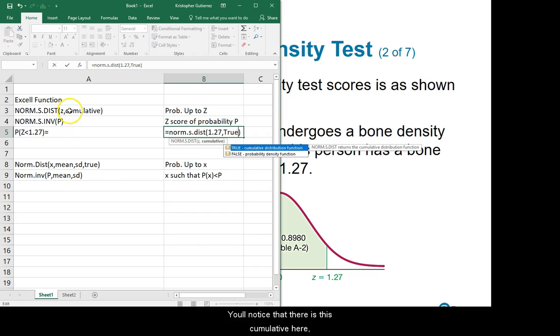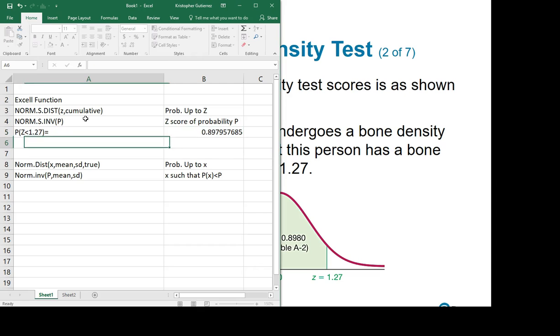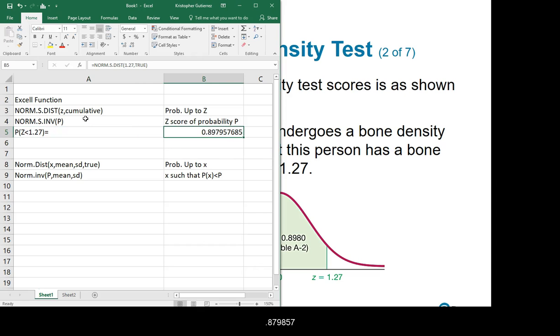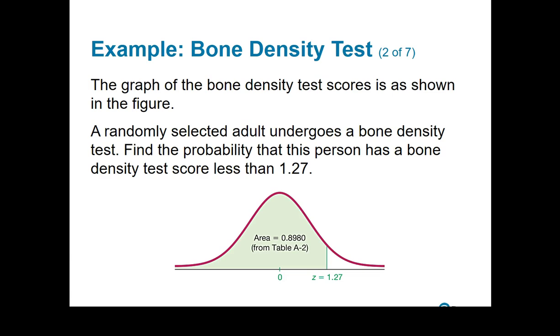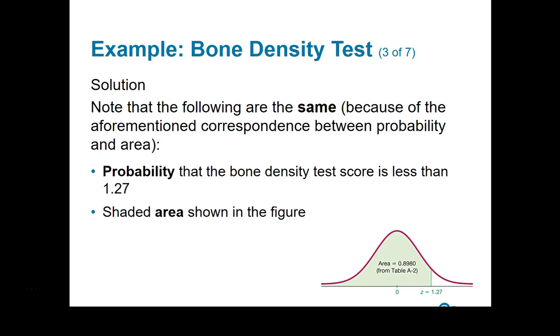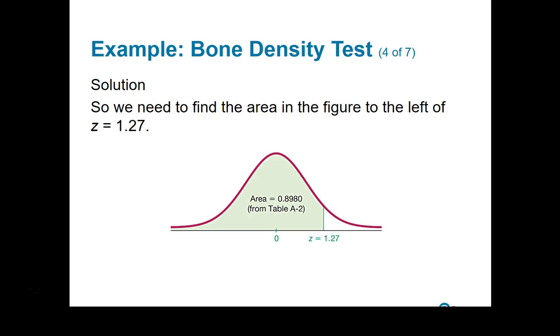You'll notice that there's this cumulative here. That cumulative for us will always be true. That just means the probability up to that point. So 0.897957685. So it gives us a few more digits. So that's how we can use Excel for that. And so that's going to be our shaded area here.